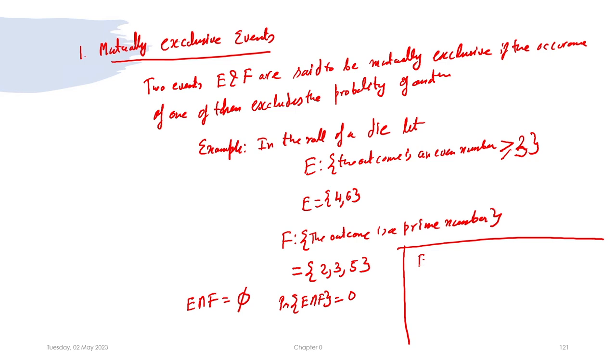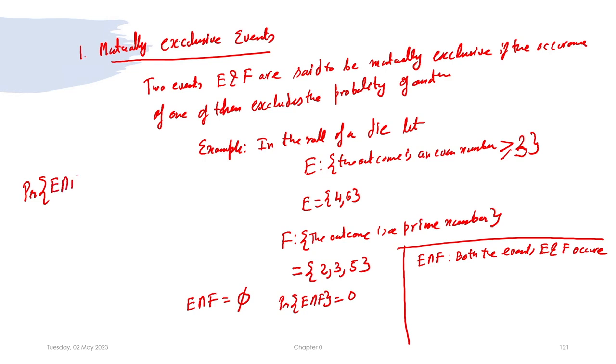Now, E intersection F physically means that both the events E and F occur. When E and F are mutually exclusive, the occurrence of E automatically implies that F does not occur. In that case, the probability of E intersection F equals the probability of the null set, which equals 0. So mutually exclusive events are events whose occurrence negates the probability of the other event.